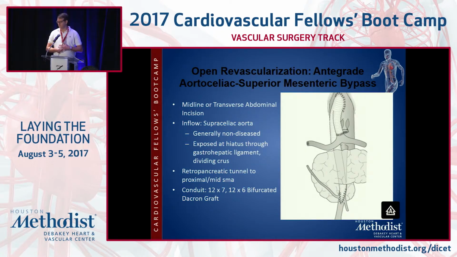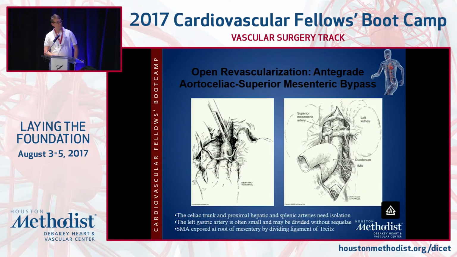So even in patients who have really calcific visceral disease, that distal thoracic aorta that you can access through the gastrohepatic ligament, dividing the crus, will often be free of disease, be very clampable, and an acceptable site for inflow. Many people then will take a bifurcated graft. You'll have a short graft to the trifurcation of the celiac artery, and then generally a retropancreatic tunnel down to the proximal portion of the SMA or the mid portion where it reconstitutes. So usually a 12/7 bifurcated graft or a 12/6 might be a good option.